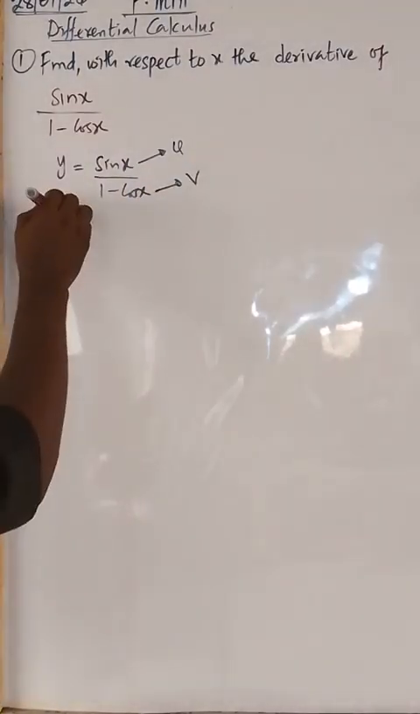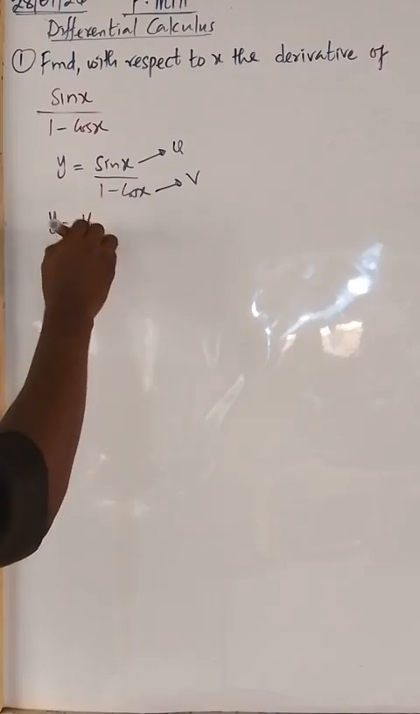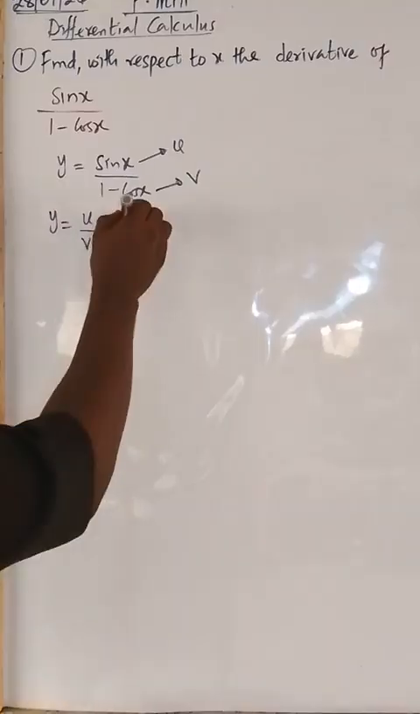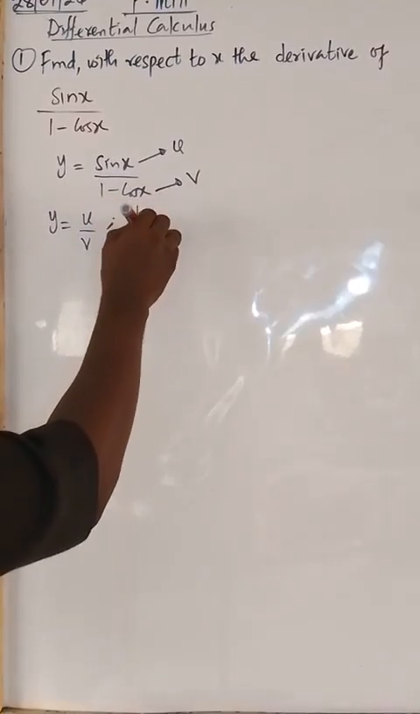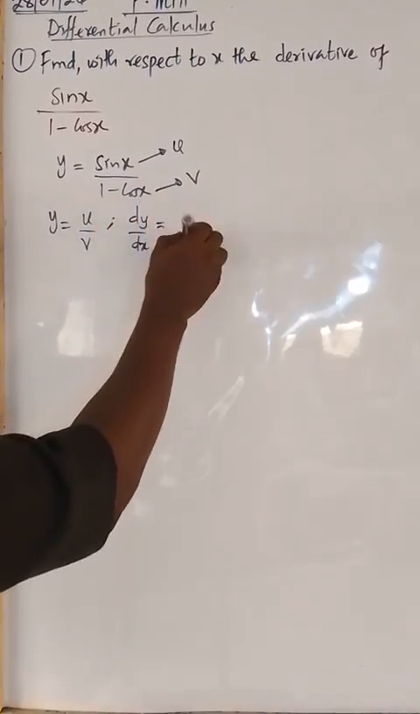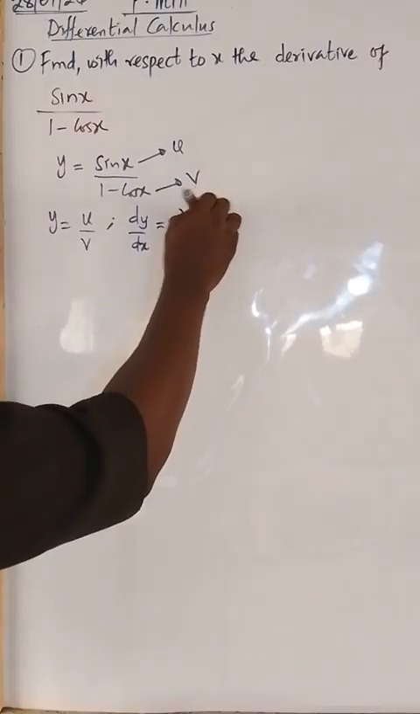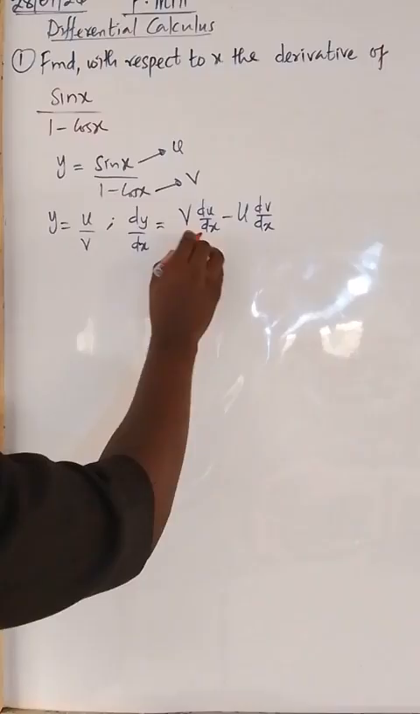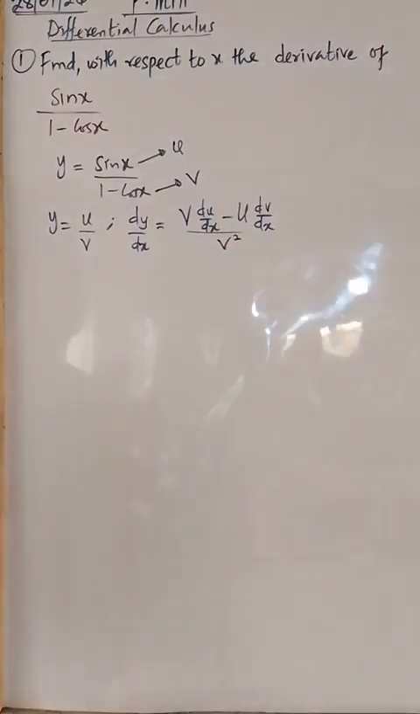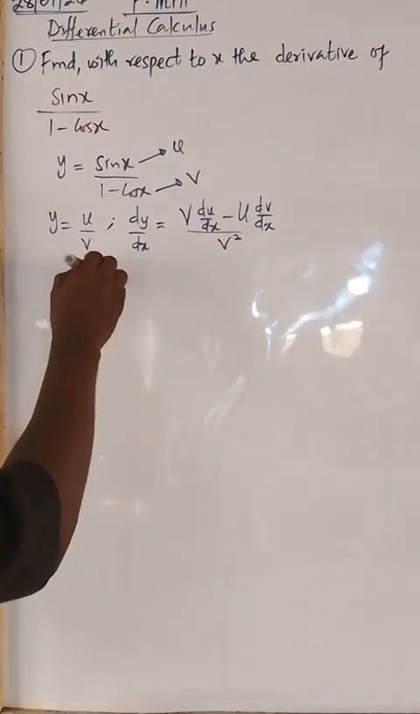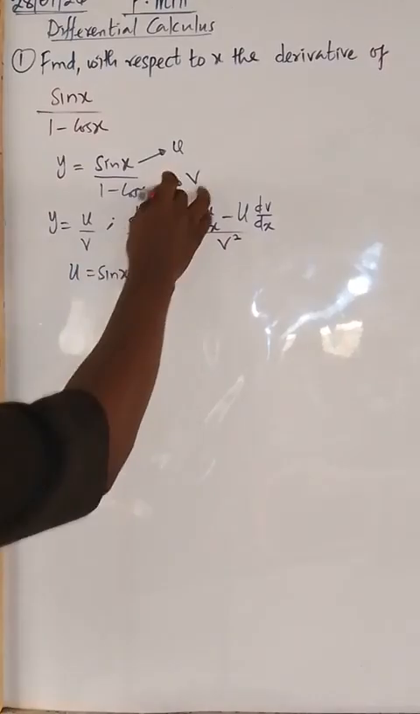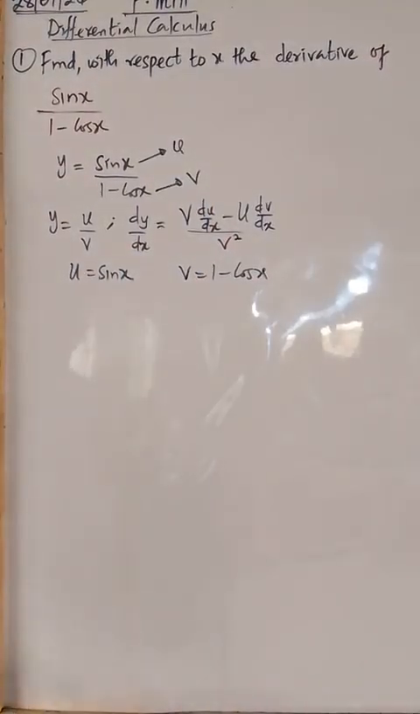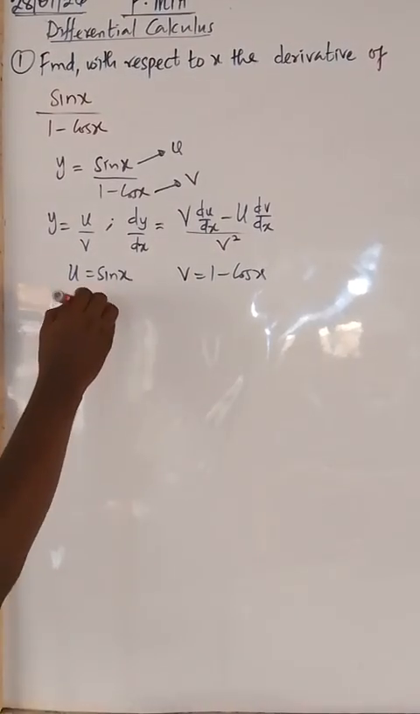If you recall the quotient rule, if y equals u over v, where u and v are both functions of x, then dy/dx, the gradient of the function, is v du/dx minus u dv/dx over v squared. From here, u is sine x and v is 1 minus cos x. Now let's look for du/dx.